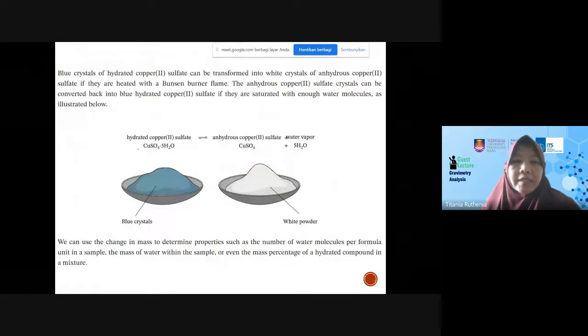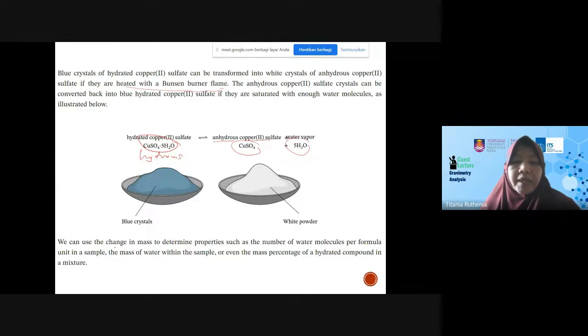So this is like the example. This is the copper sulfate, CuSO4·5H2O. So this is in the form of hydrous form or hydrate. Sometimes we call it hydrate. And then we can heat it in a Bunsen burner flame, so that the blue crystals of copper(II) sulfate become the white powder, because it becomes the anhydrous copper(II) sulfate, CuSO4, and release water, 5H2O.